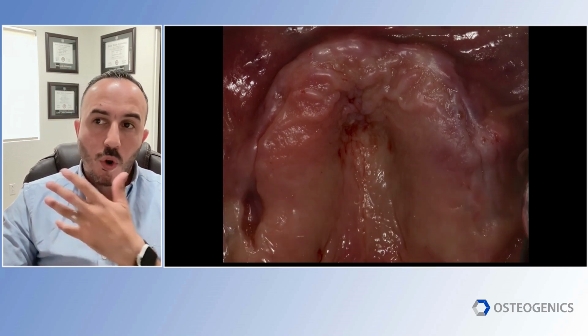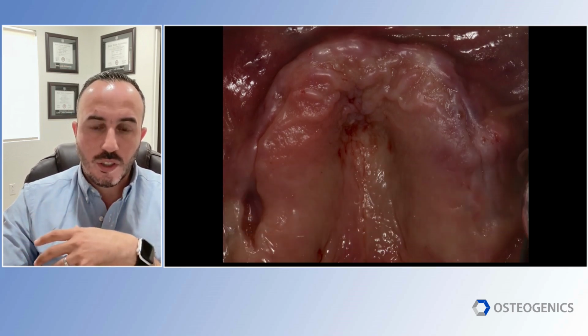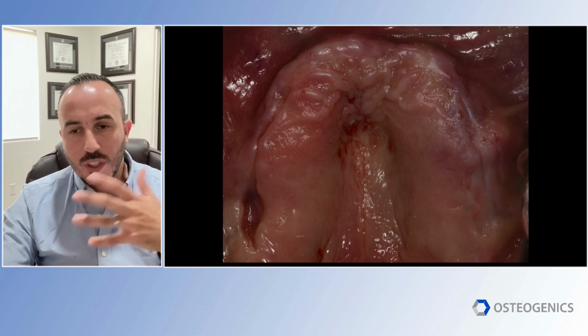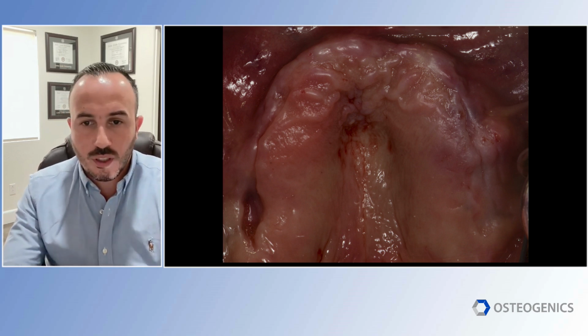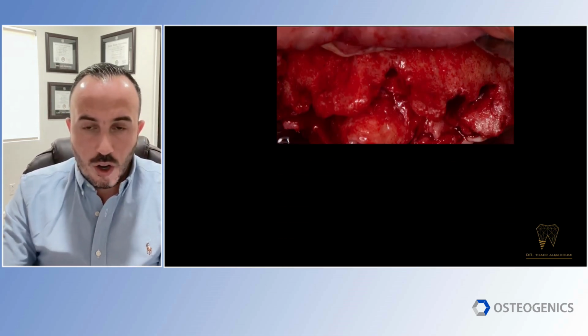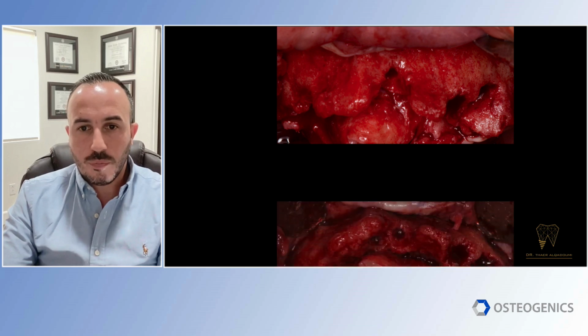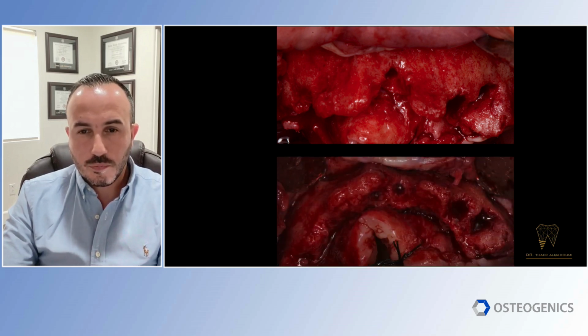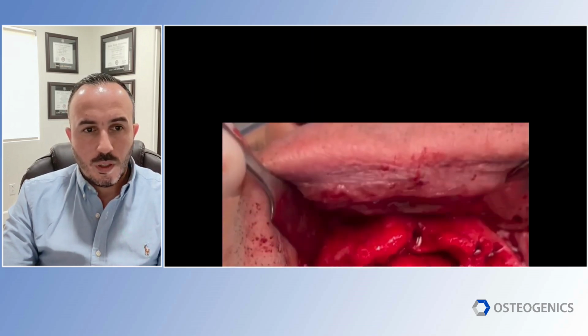Now let's get to a more complicated type of augmentation. The first one that I showed you, we can say it's a small horizontal and vertical problem, but this can be classified as a large vertical problem and horizontal too. So here in this case, I'm going to skip that.